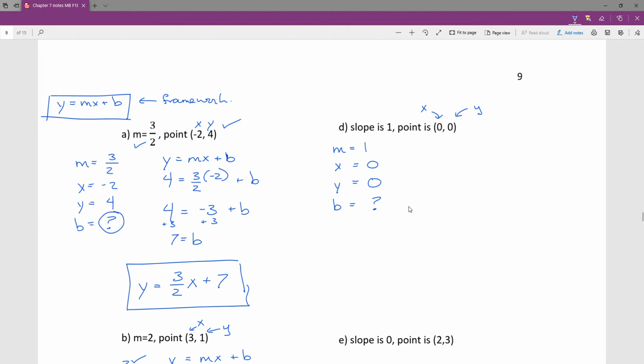So I've brainstormed, I've pulled together all the information that I have. And again, what I'm missing is the b value. So I write down my framework equation. I'm going to sub everything in that I have for that. Whole lot of zeros. And I end up with b equaling 0.